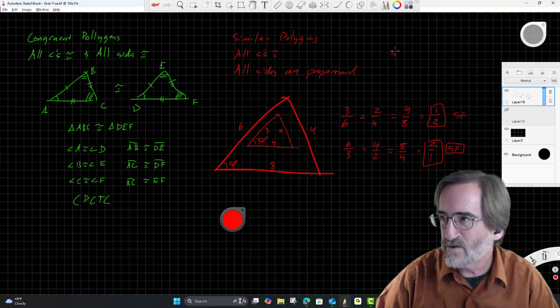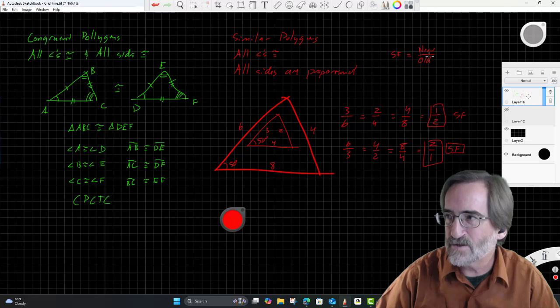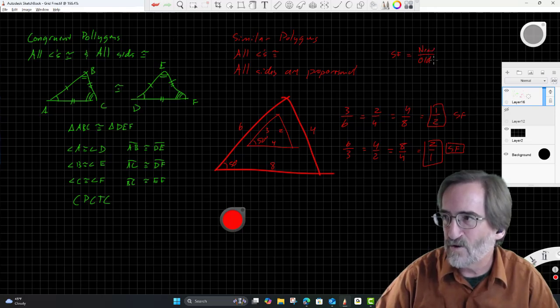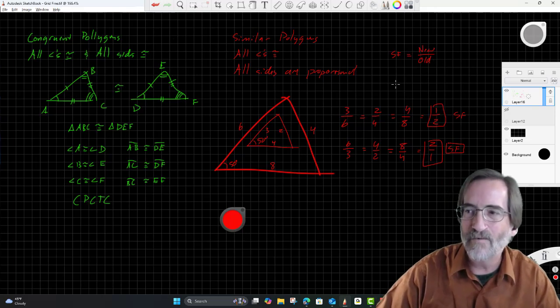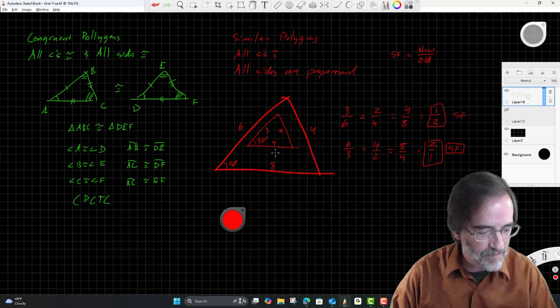Now, scale factor, there can be a little bit of confusion. The scale factor is always determined by the new dimension divided by the old dimension. So if I'm changing from small to big, put the big size over the small size. If I'm changing from big to small, put the small size over the big size. All right. Okay. So let's apply this to some problems here.